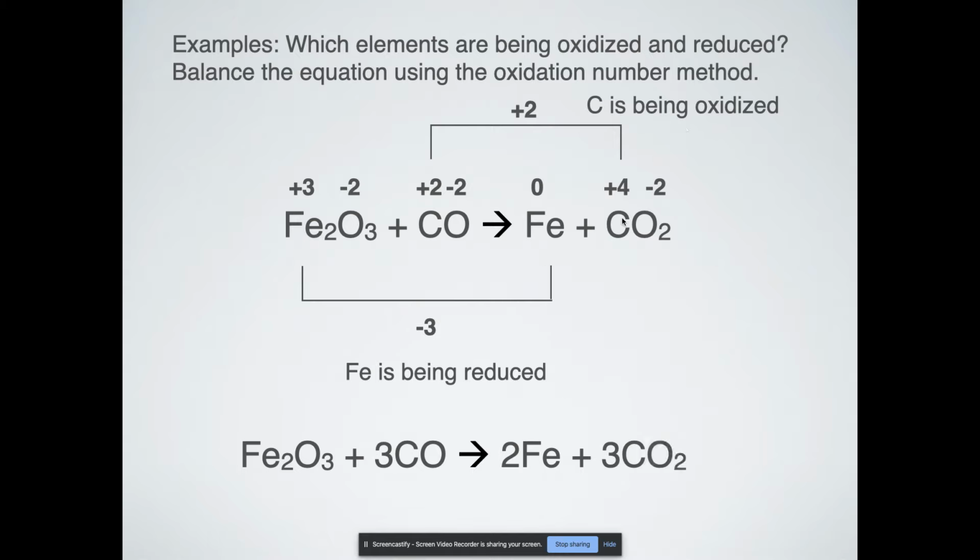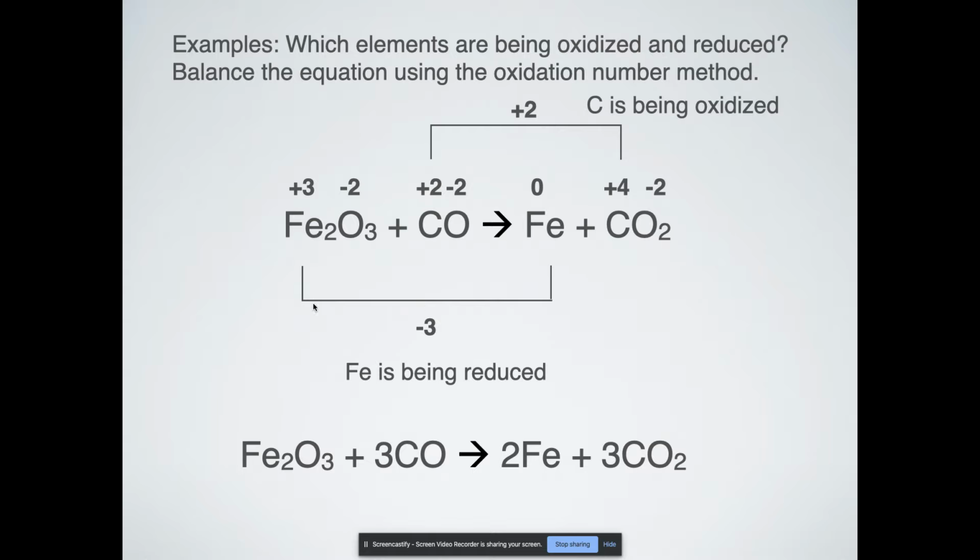So again, I want to make sure that I multiply everything by the appropriate numbers here, but I want to make sure that I'm keeping track of not just my charges, but my elements also. So for here, it's kind of easy, right? I would need a 3 here and a 3 here to get these to be the same. And notice I still have my 3 carbons and I have my 3 carbons.